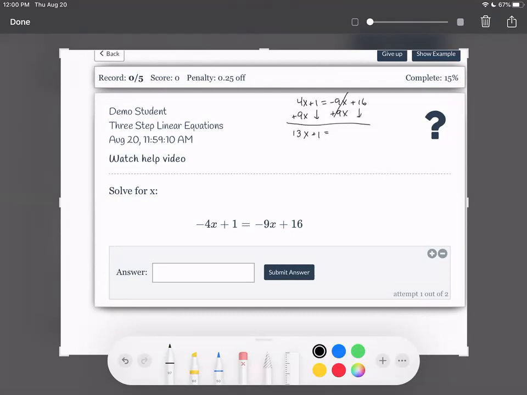And then you bring down your 16. So we have 13x plus 1 equals 16. And I'll pause here. Do you guys have any questions?